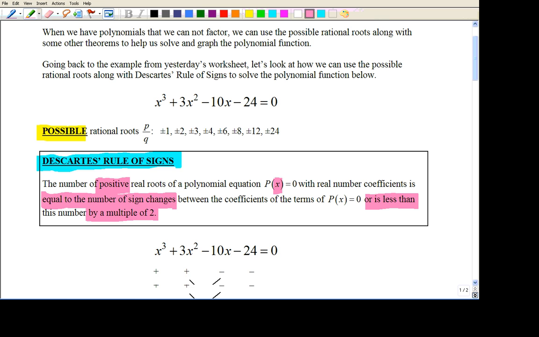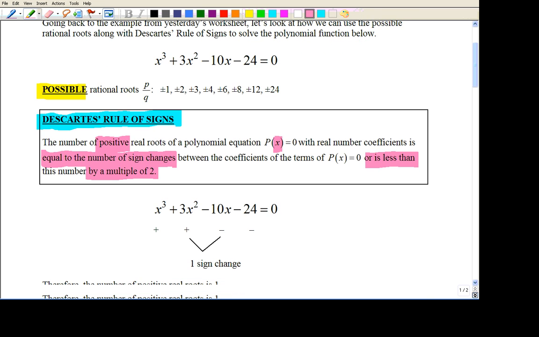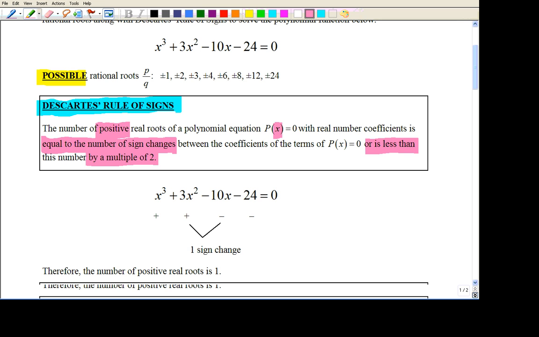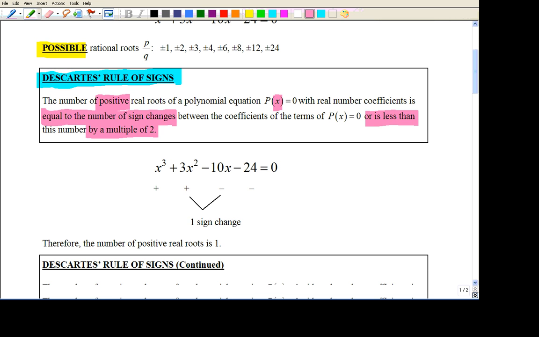So, looking at x cubed plus 3x squared minus 10x minus 24, you see that we have a positive number first, then positive, then we had a negative 10, then a negative 24. So it makes it easier to write out the signs in this way. You have a plus, so it's still the same sign, but then it changed to negative, and then it stayed negative. So there was only one sign change. That means that the number of positive real roots is 1.